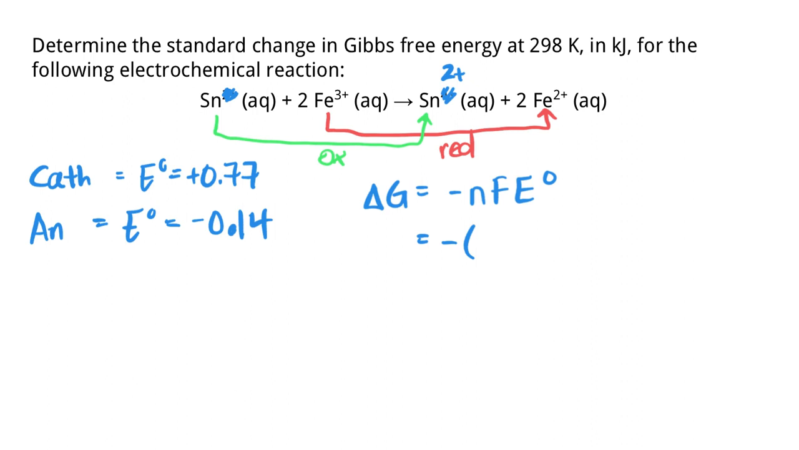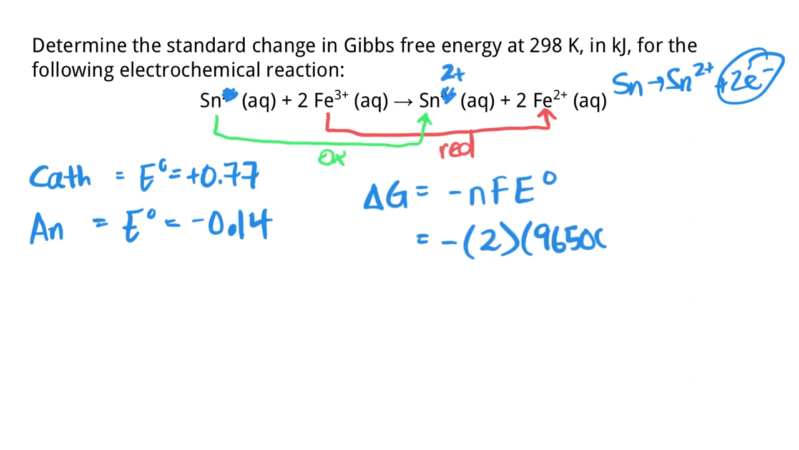We need to figure out what N is. If we pull out our two half reactions here, we'd have tin going to tin 2 plus plus 2 electrons. And then we'd have 2 times the iron 3 plus plus an electron to give us 2 iron 2 plus. So 2 moles of electrons are essentially changing place within this reaction. So our negative N is going to be negative 2. Faraday's constant, 96,500. And then our E0, we're going to do cathode, which is 0.77, minus our anode.